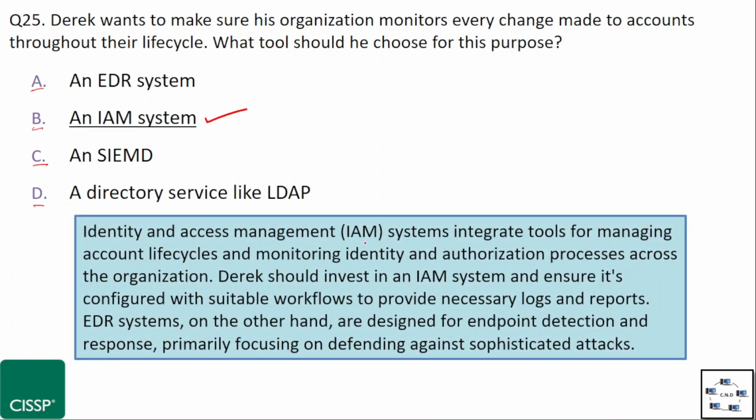Identity and Access Management systems integrate tools for managing account lifecycle and monitoring identity and authorization processes across the organization. Derek should invest in an IAM system and ensure it's configured with suitable workflows to provide necessary logs and reports. EDR systems, on the other hand, are designed for endpoint detection and response, primarily focusing on defending against sophisticated attacks.